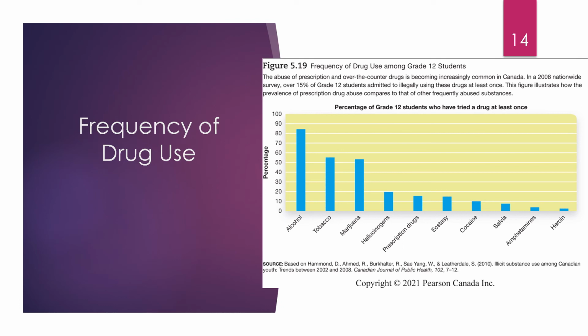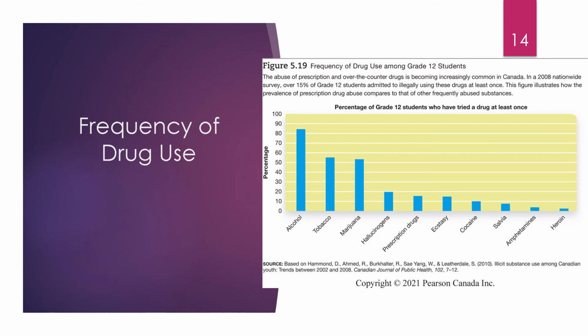So we do see, as would probably be expected, that alcohol is by far the most commonly tried drug among high school students. So over 80% of students are reporting having tried alcohol at least once. Tobacco and marijuana are a close second and third there. So just over 50, maybe 55% have tried tobacco, and maybe 52, 53% have tried marijuana.